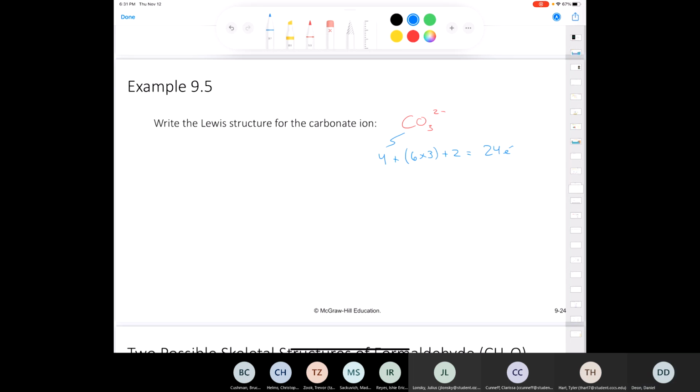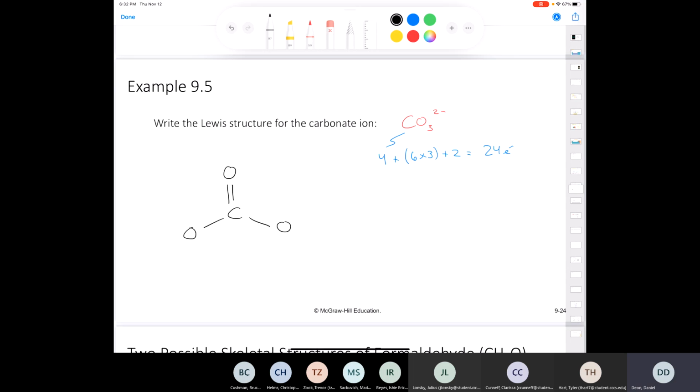All right. Well, we know that most of the time we put the least electronegative element, which would be carbon in this case, in the center. It's connected to the 3 oxygen atoms like this. Now I've used up a total of 1, 2, 3, 4, 5, 6 valence electrons, and I've got 24. That means I've got 18 to go. Well, remember that carbon usually forms 4 bonds, so I'm going to put another bond to my carbon like this.